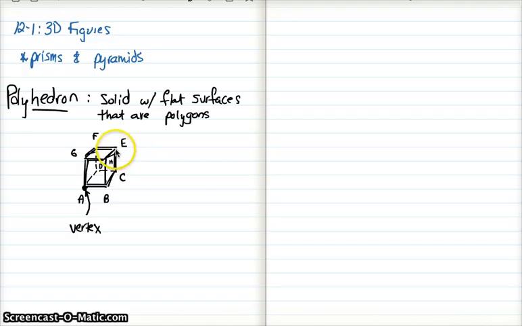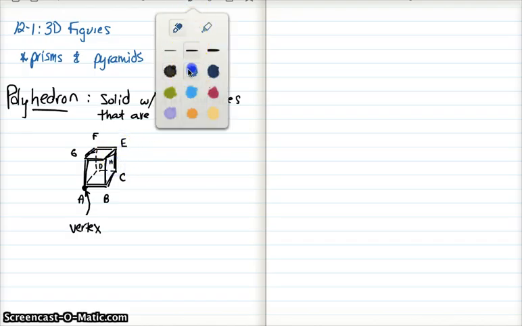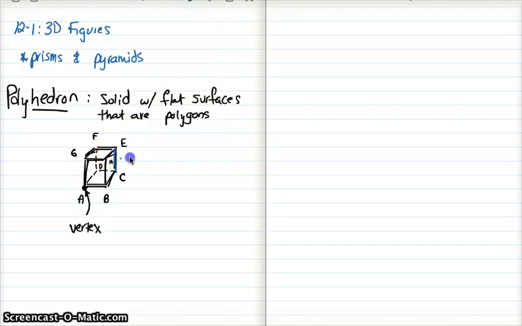Also, we have what is called an edge. I can even use a different color here. So right here, that is referred to as an edge. There are many edges in this shape as well. I can count them up. 1, 2, 3, 4, 5, 6, 7, 8, 9, 10, 11, 12. So 12 edges. And an edge is where two planes intersect in a line. That's the idea. A vertex is just where 3 or more planes intersect, and that's a point.